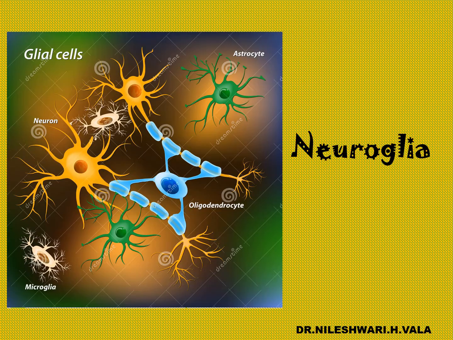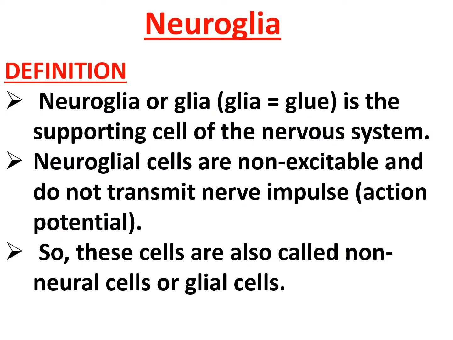And the neuroglia are 10 to 50 times more in number than the functional neurons. And these glial cells are important in that they support the functional neurons physically, metabolically, and functionally.